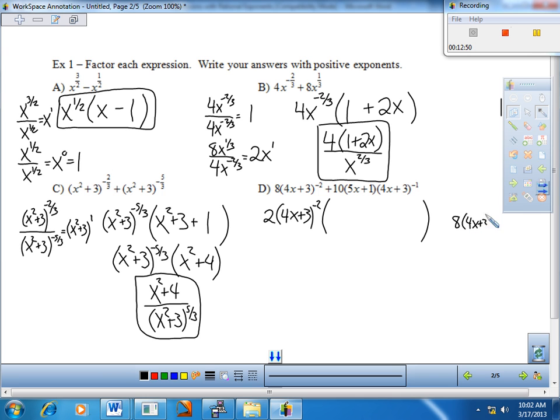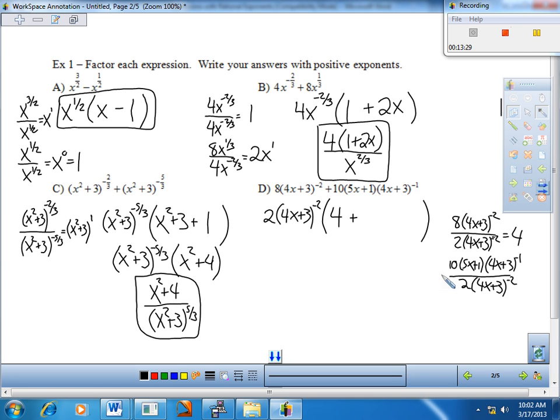This is what I had originally. This is what I pulled out, excuse me. And now we have to just think about what's left. 8 divided by 2 is 4. This divided by this is just 1. So I think we get a 4. Okay, good. Now the next one is really the issue. Here's what I had, 10 and a 5x plus 1 and a 4x plus 3 to the negative first. And then down here, what do we have? The 2 and the 4x plus 3 to the negative second. All right, so what I start with and what I pulled out.